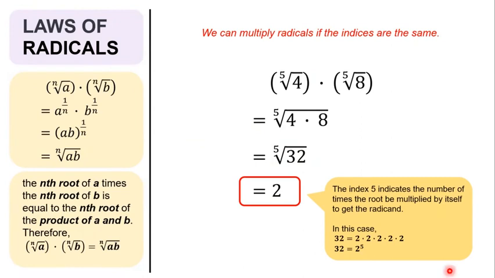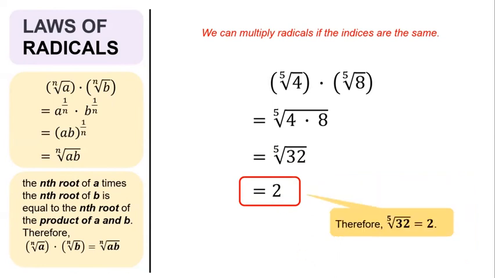Take note that the index 5, ito yon, indicates the number of times the root be multiplied by itself to get the radicand. So in this case, 32 is equal to 2 times 2 times 2 times 2 times 2, or 32 is equal to 2 raised to the fifth power. Therefore, the fifth root of 32 is 2.